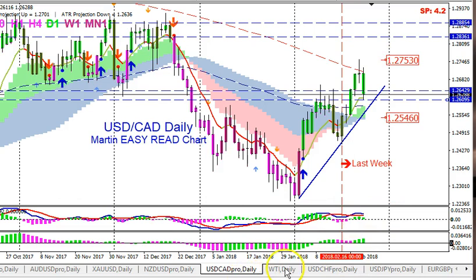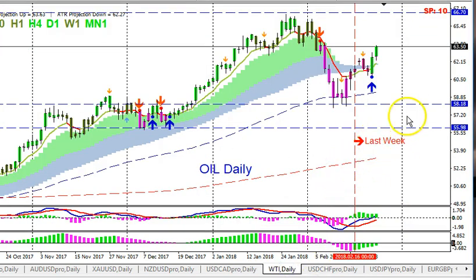And again, you can see down below, the blue MACD is above the 0 line. Now we get to oil, and I talk about oil since oil is also tied into the Canadian dollar, just like gold is to the Australian dollar. And again, you can see we had a bounce higher. In fact, on Friday, we had a nice up candle right there.